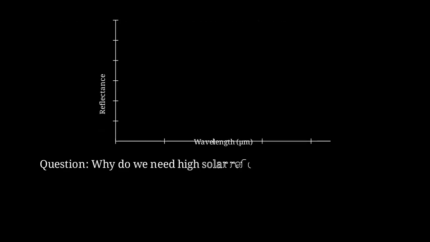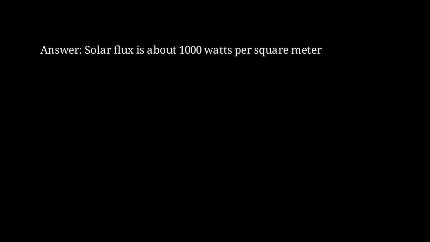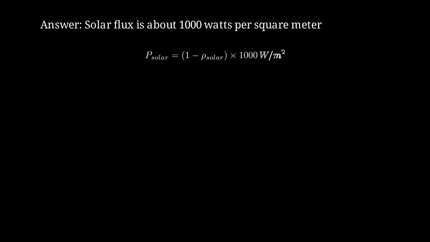Let me ask you a question. Why is high solar reflectance so critical for radiative cooling? The answer is that solar irradiance at Earth's surface is approximately 1,000 watts per square meter. If we absorb even 10% of this, that's 100 watts per square meter of heating we must overcome. The absorbed solar power equals (1 minus the solar reflectance rho) times 1,000 watts per square meter.